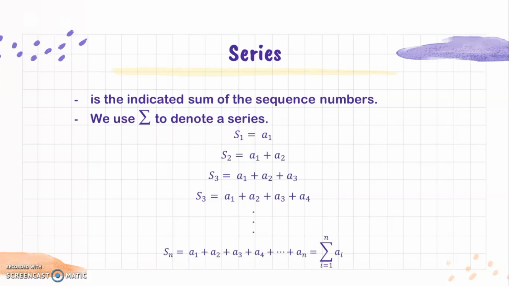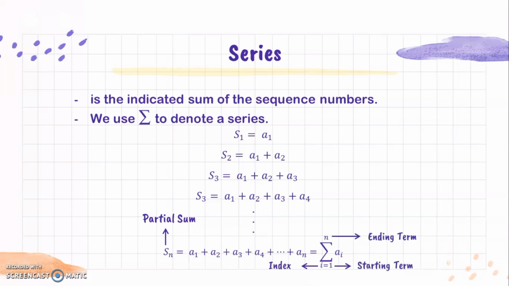But take note, it does not really have to start with 1, and the variable i can be any letter. Also, S sub n here is called the partial sum. The i variable means index, 1 is the starting term, and n is the ending term.